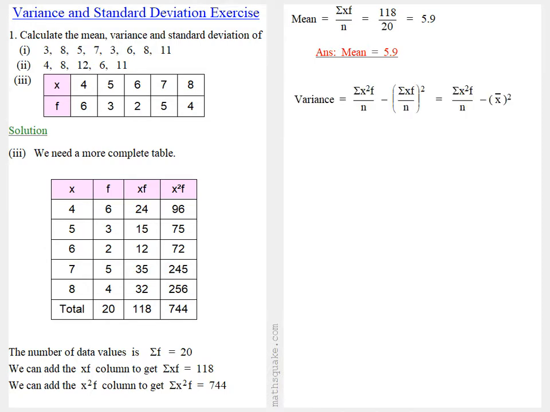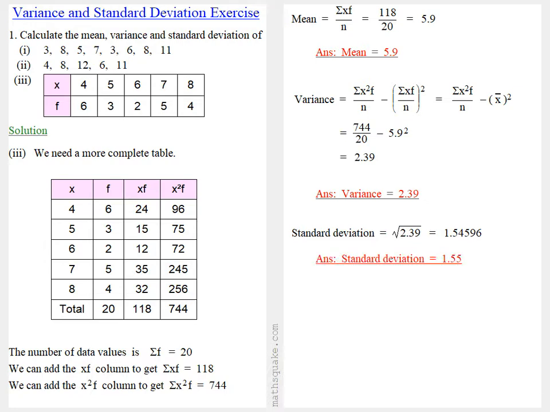For the variance, we want sigma x squared f over n minus sigma xf over n all squared, or sigma x squared f over n minus the mean of x all squared. So that's 744 over 20 minus 5.9 squared, which is 2.39. So we have the variance is 2.39. And the standard deviation is the square root of the variance, which is 1.54596. So rounding it off to 2 decimal places, the standard deviation is 1.55.